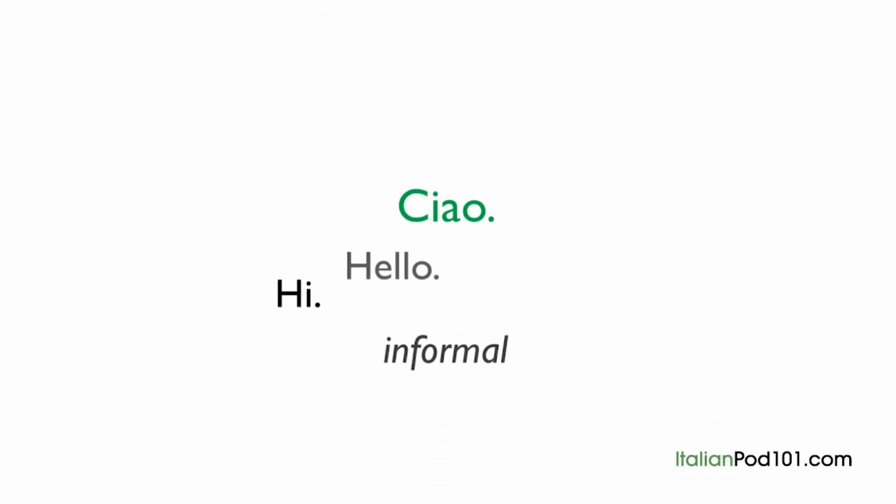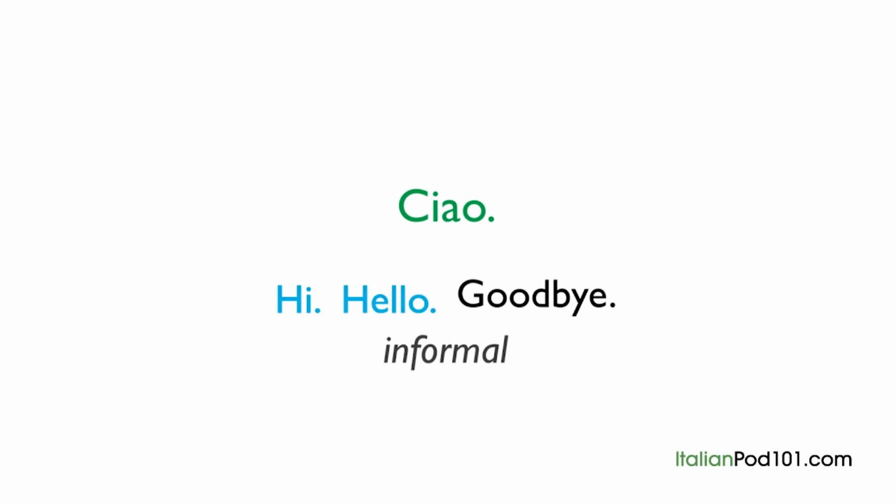Ciao means hi, hello, and goodbye. That's why we use it when we meet, but also when we leave. We should only use this greeting with relatives or friends. And now, let's talk about some more formal greetings. The one you're used to hear in Italy and at ItalianPod101.com is buongiorno.